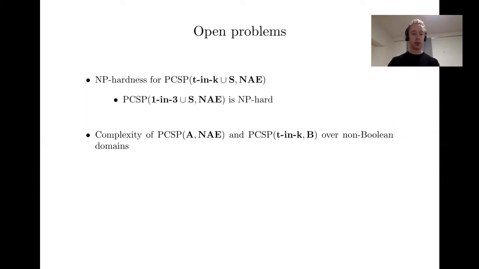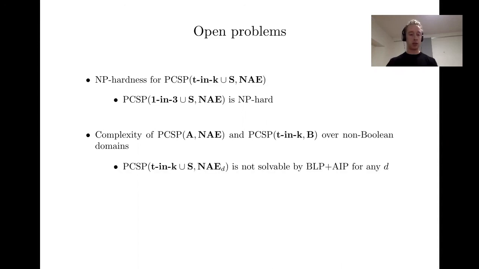Next, we could also investigate the complexity of PCSPs whose second template is NAE, or whose first template is T and K, over non-Boolean domains. Already, our arguments generalize to show that taking NAE over a non-Boolean domain, we still do not get a PCSP that is solvable by BLP plus AIP.